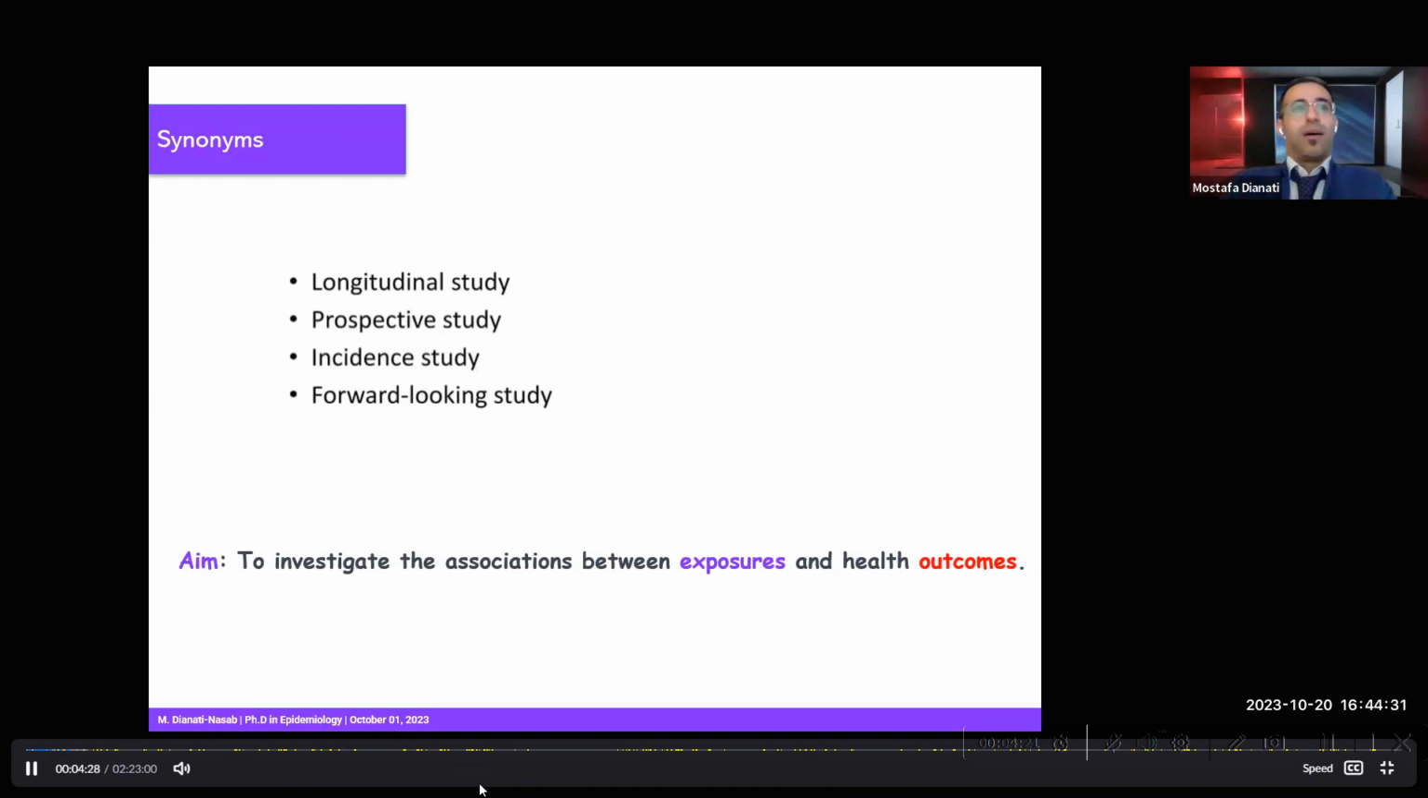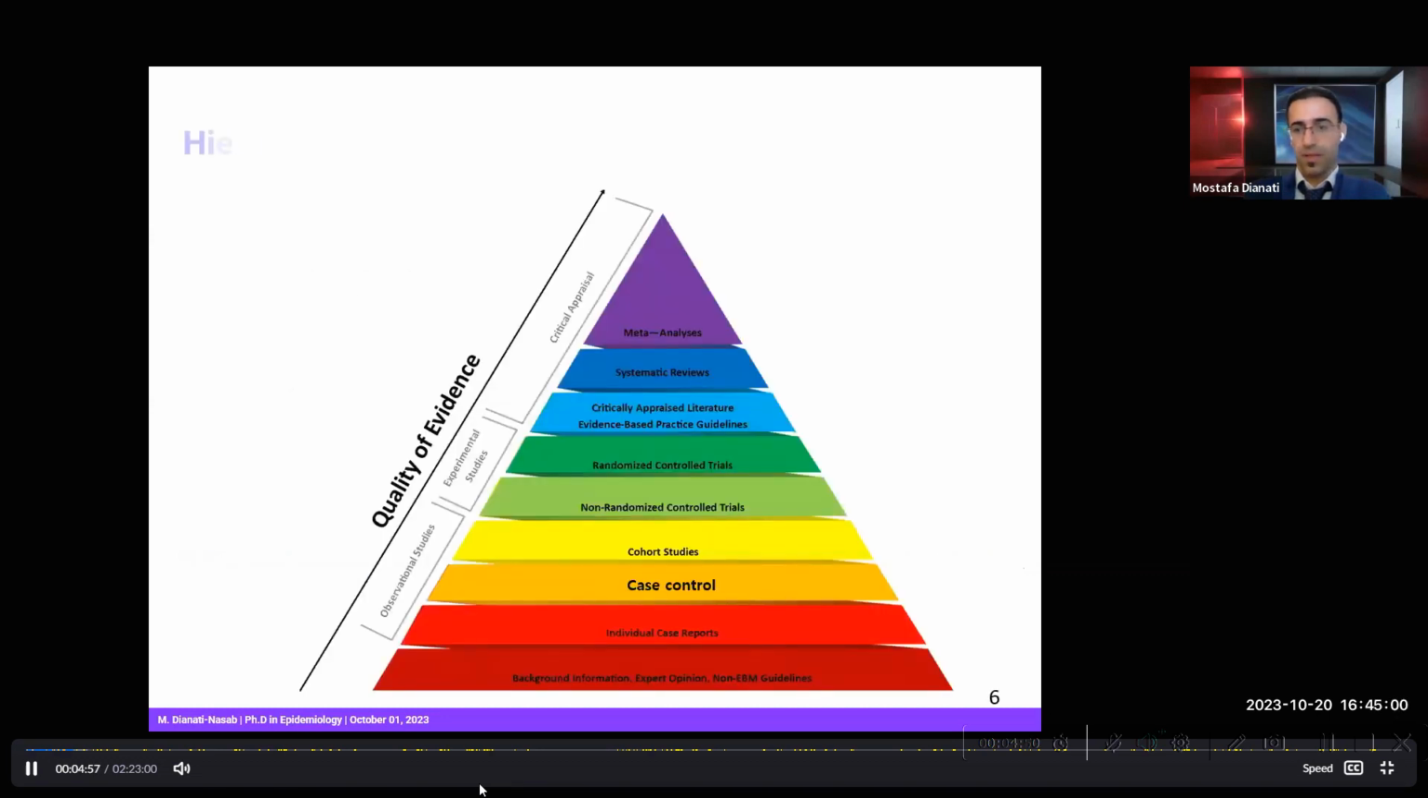Here, what is the main aim of cohort studies? Actually, it is to investigate the association between exposures and health outcomes. This health outcome can be a disease, or can also be a relief from a disease, maybe a recovery from a disease. Okay, let's go to the next slide. In the meantime, I'm checking our chat in case I have any question. No question from you. Okay.